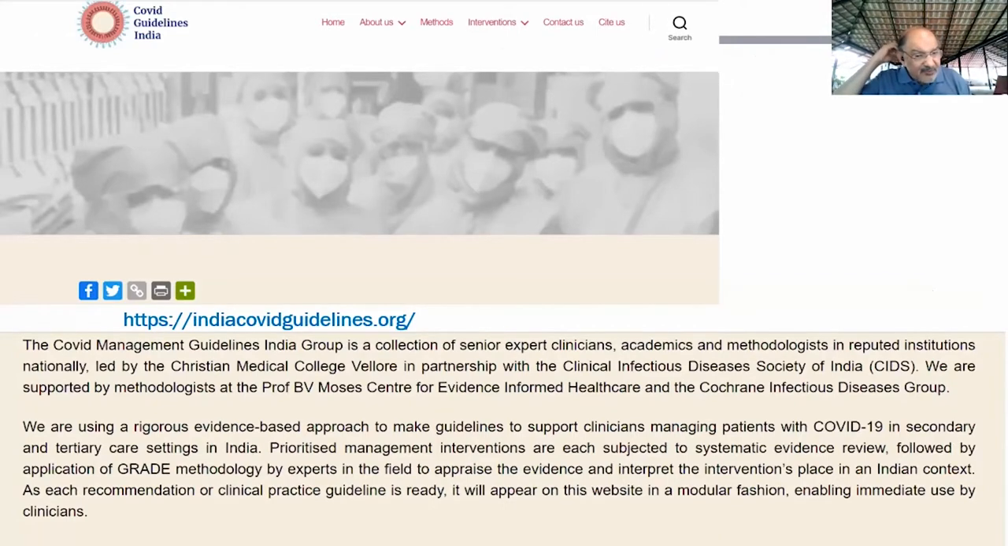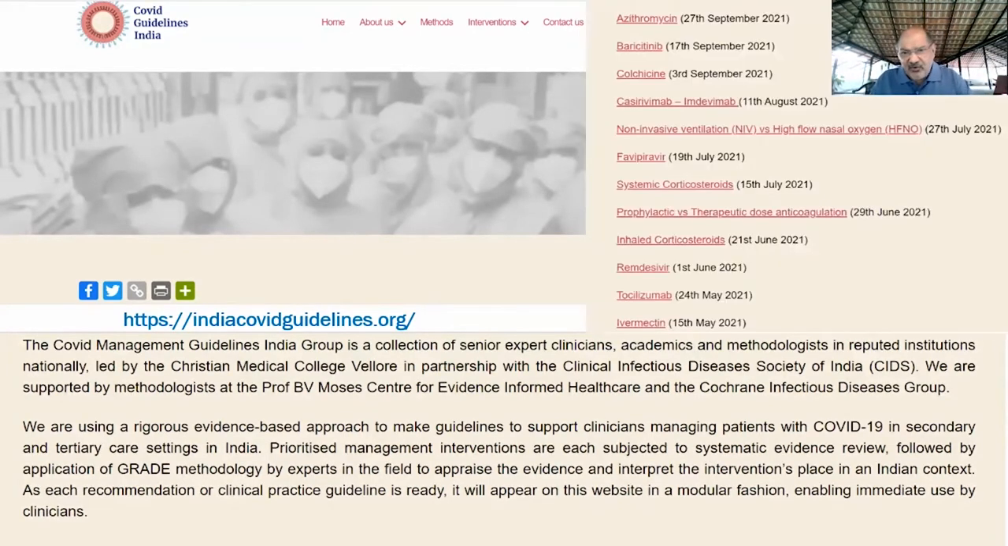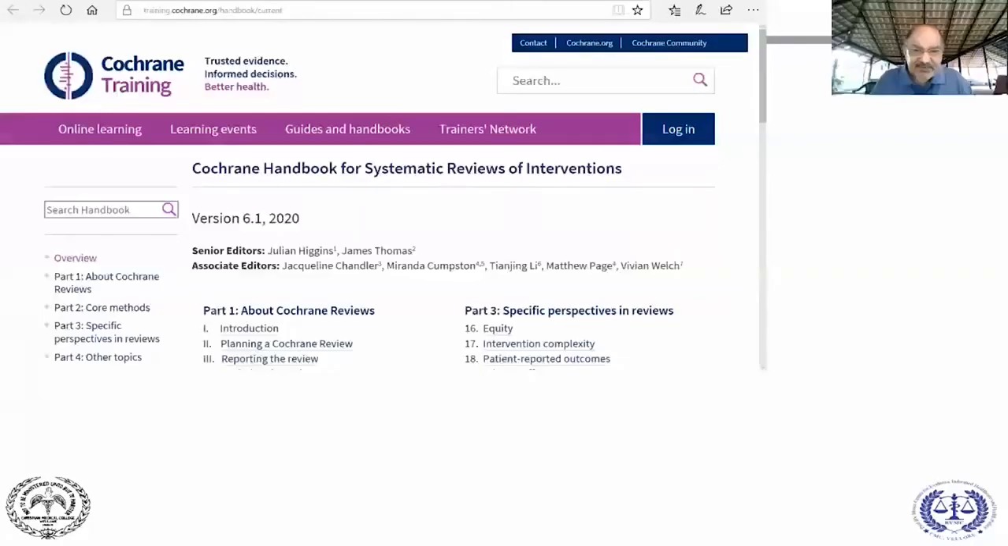Joseph Mathew and I have been helping the Christian Medical College to come up with India-specific COVID guidelines. And there are a whole lot of interventions for which the explicit process which went into making the recommendation are presented. You could take a look at that as well.